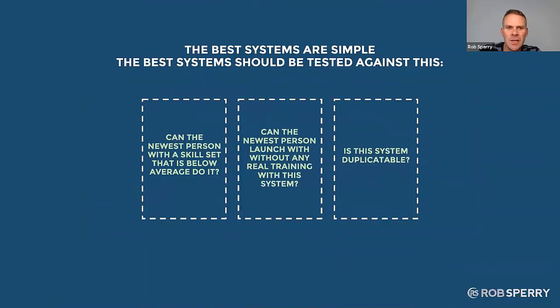The best systems are simple. The best systems should be tested against the following. Can the newest person, that maybe we love to death, maybe it's that family member or friend that you just love hanging out with, but their skill set, on a scale of 1 to 10, your perception of their skill set in network marketing is a 1, 2, or 3. It's well below average. Could they do it? Is your system good enough that they can do it?